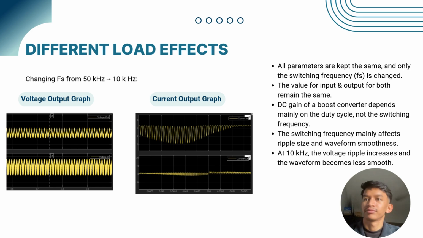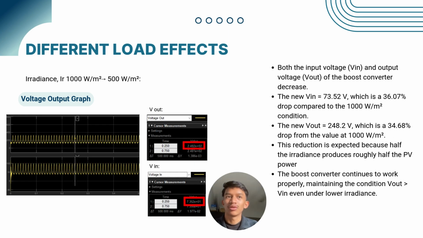On this slide, we study how the boost converter responds when the solar irradiance is reduced from 1000 watt per meter squared to 500 watt per meter squared. Looking at the voltage graph, we can see that both V in and V out decrease. From the measurement window on the right, the input voltage dropped to about 73.52 volts, which is a 36% reduction compared to full irradiance. Similarly, the output voltage decreased to around 248.2 volts, representing a 34.7% drop.